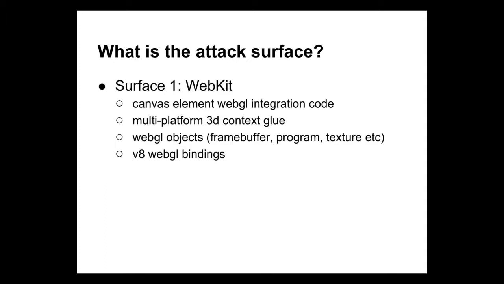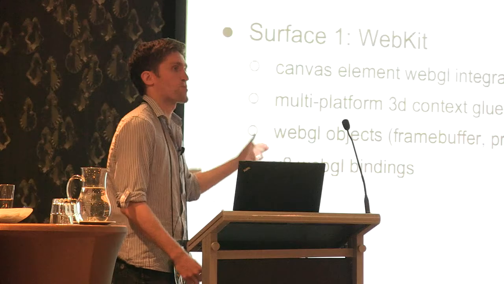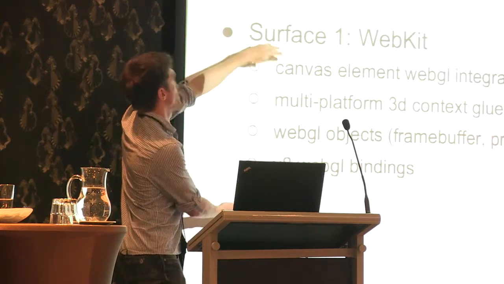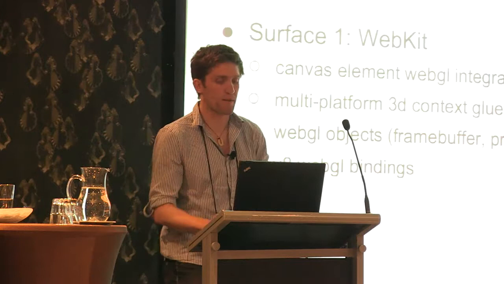And WebKit obviously is not used in Firefox, but there are components such as ANGLE, which is shared between Chrome and Firefox. Safari would be an example where Safari is using the same WebKit and WebGL code as Chrome. There are the WebGL objects themselves, so apart from just having a context object in JavaScript, you also have other objects in JavaScript representing things like the frame buffer, other buffers, programs, textures and things like this. A program is just encapsulating the shader. And V8, the JavaScript engine, also has specific WebGL bindings. And you, as an attacker, can effectively target one of these components.